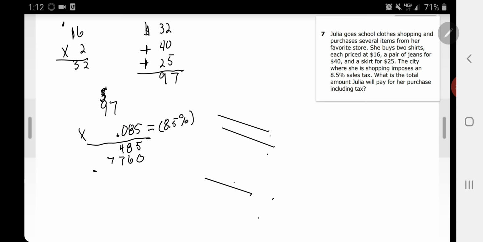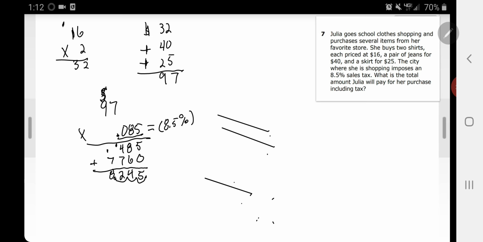And once again, don't need to multiply by that 0. But 5 plus 0 is 5. 8 plus 6 is 14. Get rid of the 1. 1 plus 4 is 5. Plus 7 is 12. And 1 plus 7 is 8. Once again, we see no decimals after the 97. But we do see 3 here, so we need to move this over 3. So 1, 2, 3.